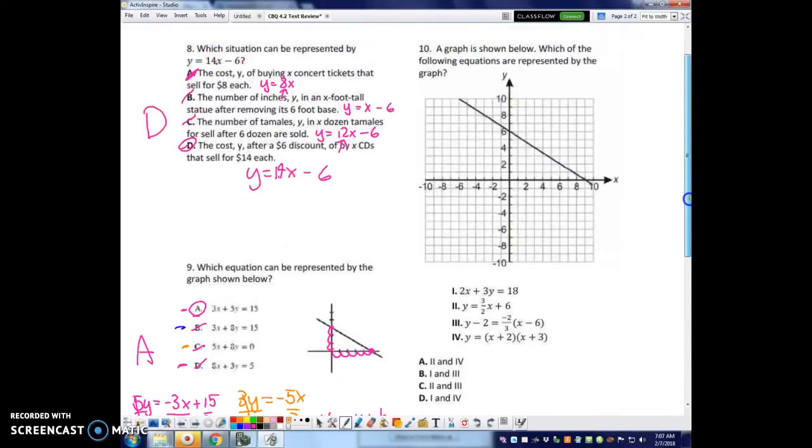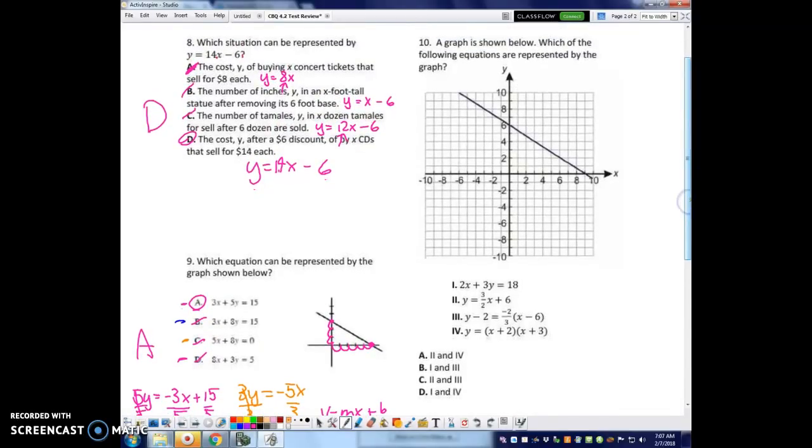Number 10. A graph is shown below. Which of the following equations are represented by the graph? So here's what you do here. Put all of these into y equals. Okay. So this one we have 3y equals negative 2x plus 18. Divide by 3. y equals negative 2/3 x plus 6.